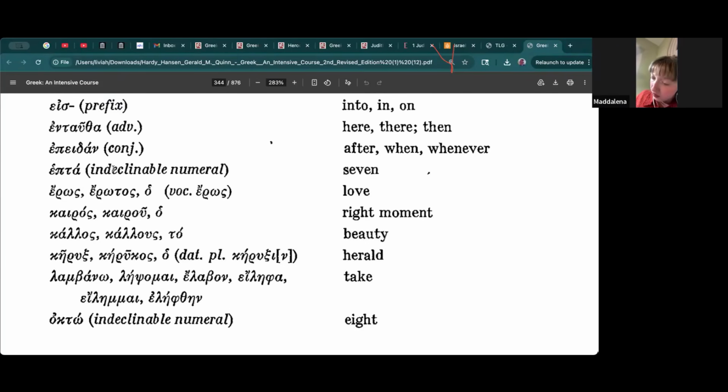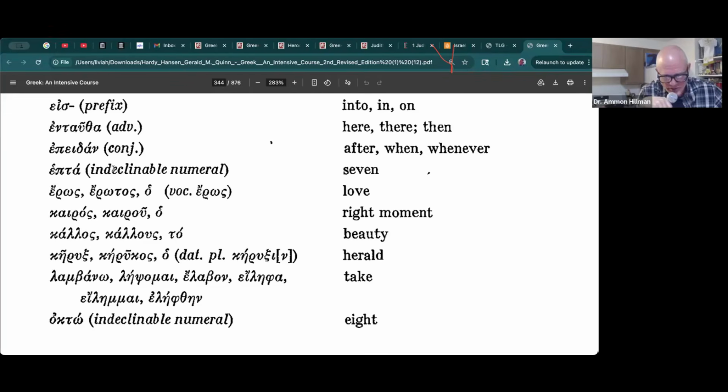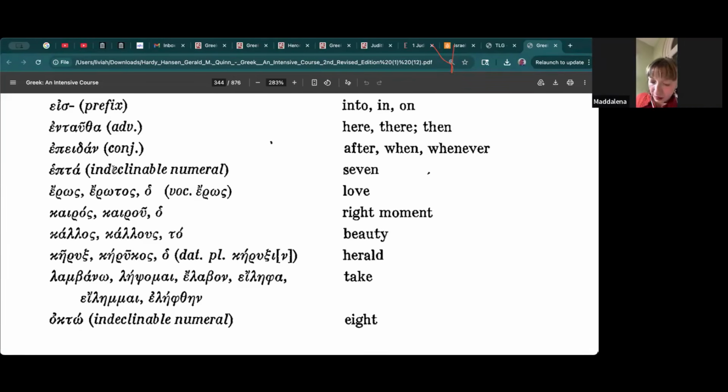Entautha. Here, there, or then. Epeidan. After, when, whenever. Hepta. 7. And thank goodness hepta never changes its forms. It's indeclinable. Their numeral system is always going to appear the same, hepta, just like hex for 6. Now you just have to remember hepta for 7. Heptachord, having 7 strings, right?